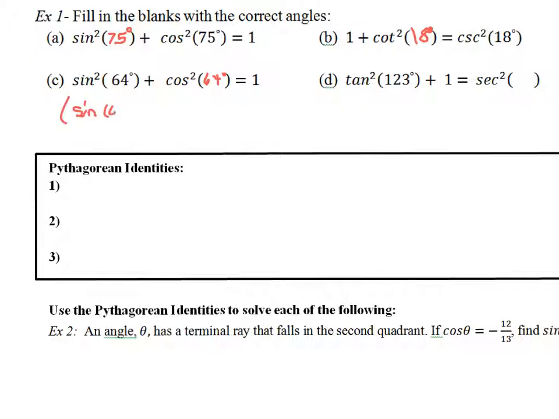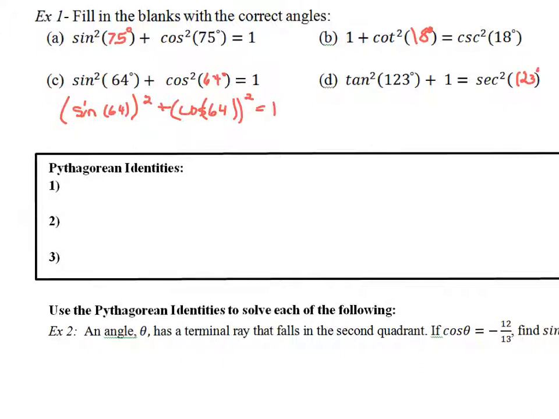Parentheses, sine of 64, close the angle, and then square it. Plus cosine of 64, and again, parentheses around the angle and the function, and square that, and check to see that in fact it does equal 1. For D, I've got tangent squared of 123 plus 1 would have to equal secant squared of 123 degrees.